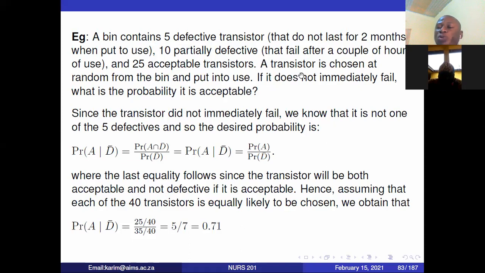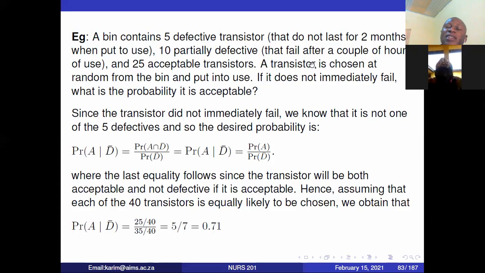Now you decide to choose a transistor at random from the container and put it into use. If it does not fail immediately, what is the probability that it is acceptable? So you can see what is the conditional statement in this question. Can someone point out the conditional statement in this question?